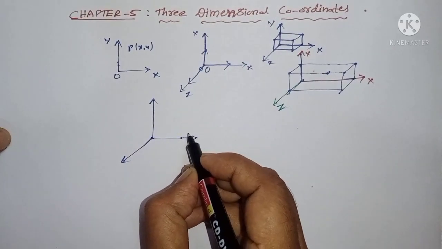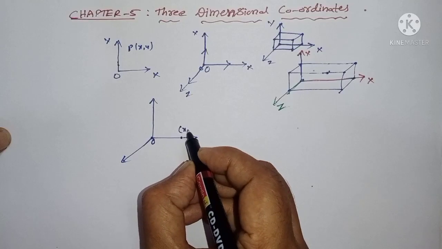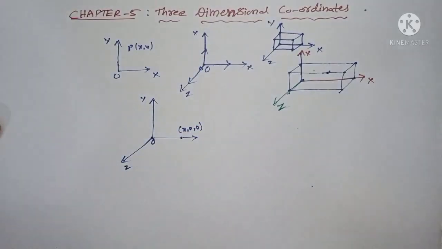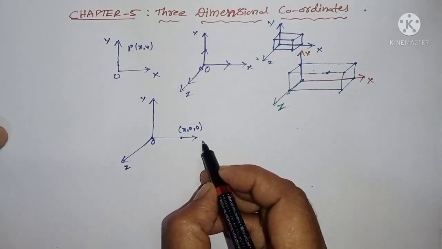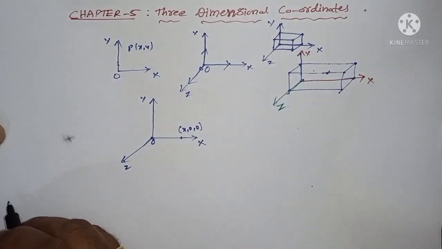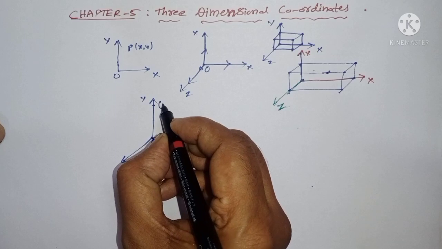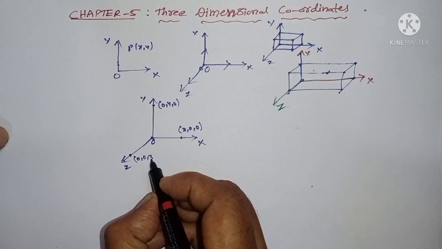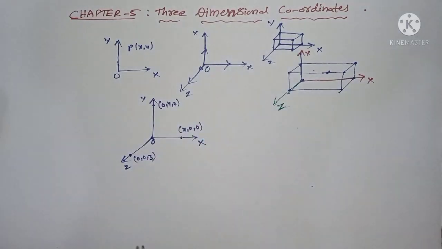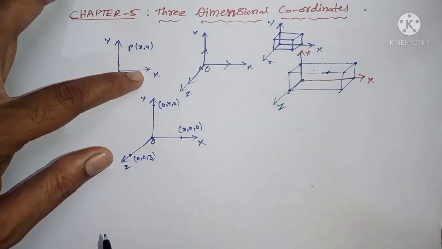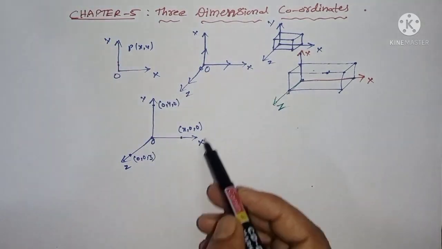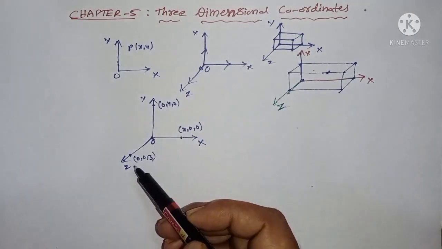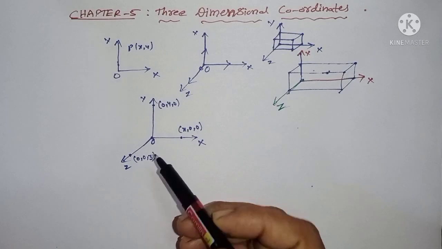First, for a point on the x-axis, you write the x value, and 0 and 0 for the y and z values. So the point on the x-axis is x comma 0 comma 0. On the y-axis you can take any point, that is 0 comma y comma 0. On the z-axis you take 0 comma 0 comma z. This is the basic concept. In two dimensions there were only x comma 0 and 0 comma y. In three dimensions the x-axis point is x comma 0 comma 0, the y-axis point is 0 comma y comma 0, and the third one is 0 comma 0 comma z.